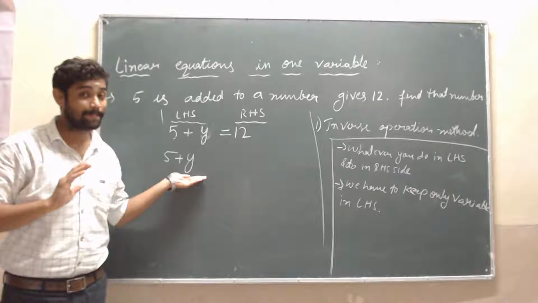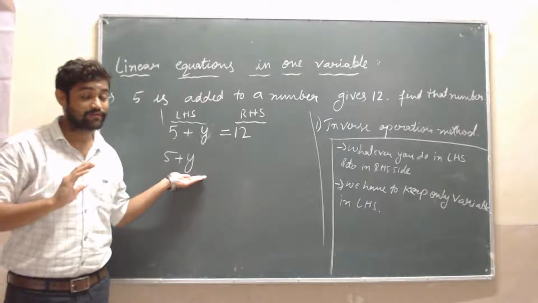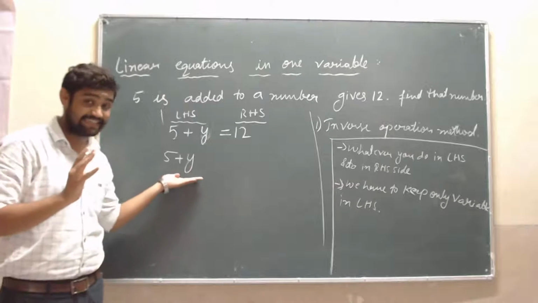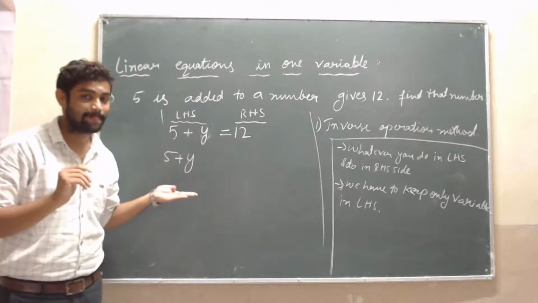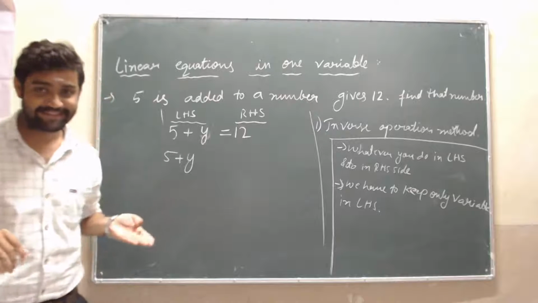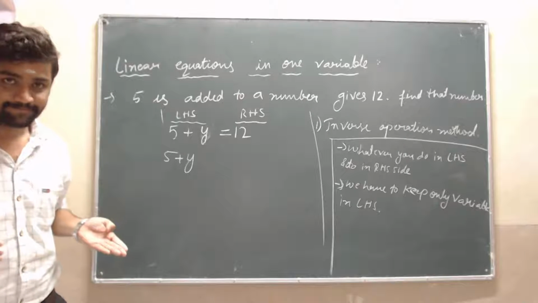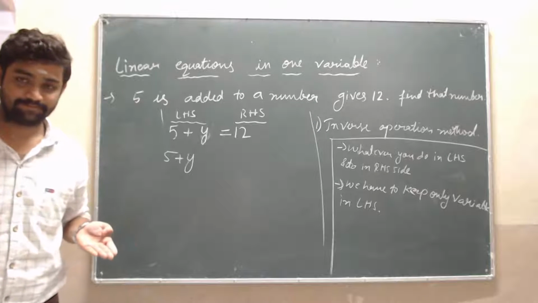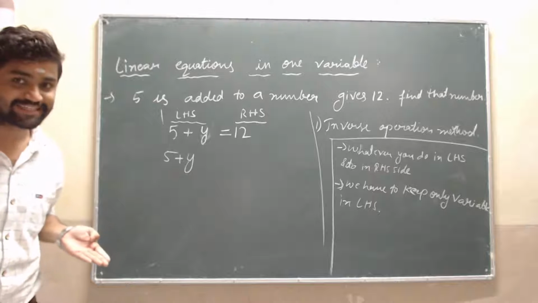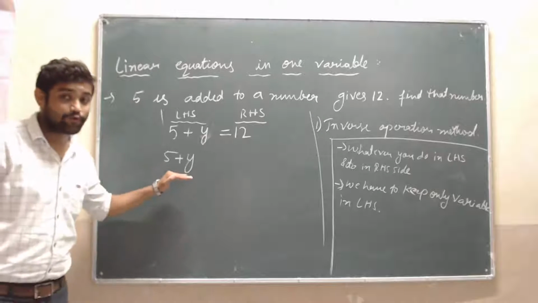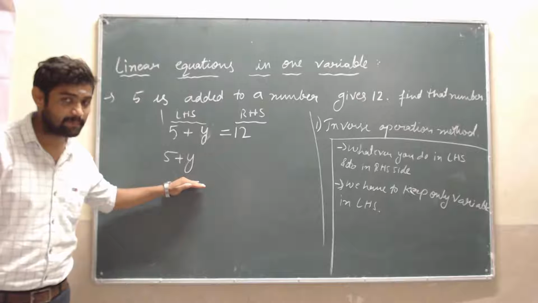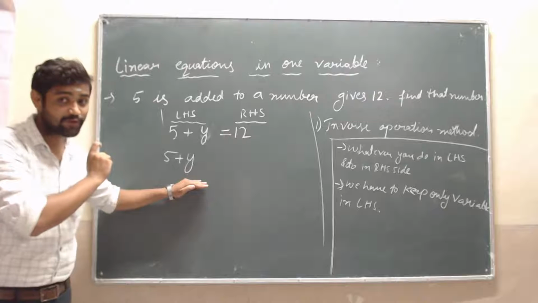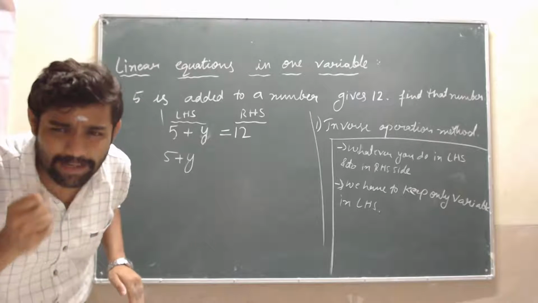What do we have to do to keep only the variable on the LHS side in this question? Can anyone answer? Yes, I am waiting for your answer. To keep only y, everything else should go, I mean only on the LHS side. What do we have to do? Yes, 5 plus 12. No.